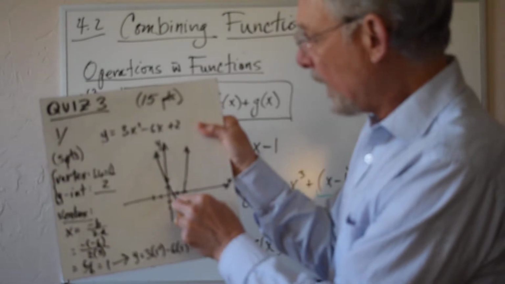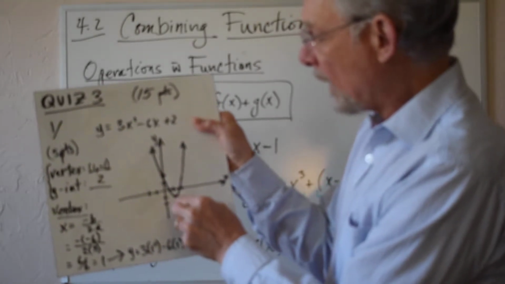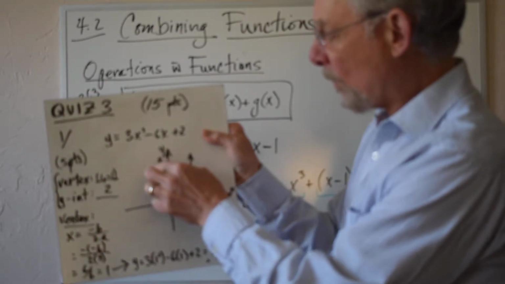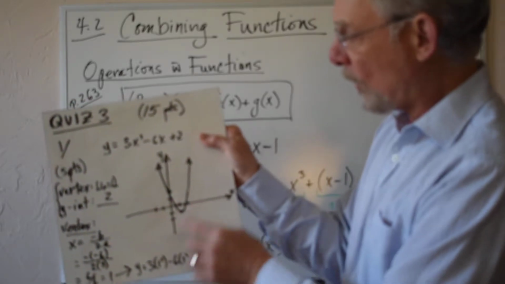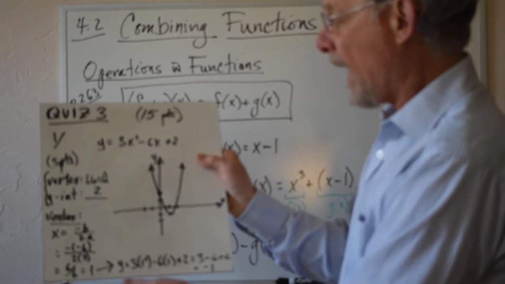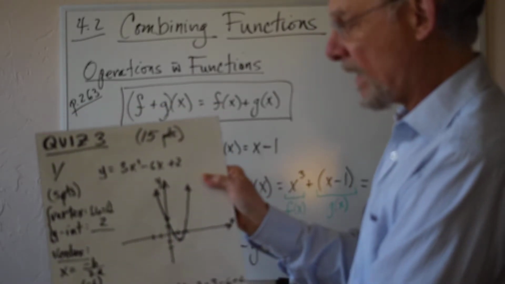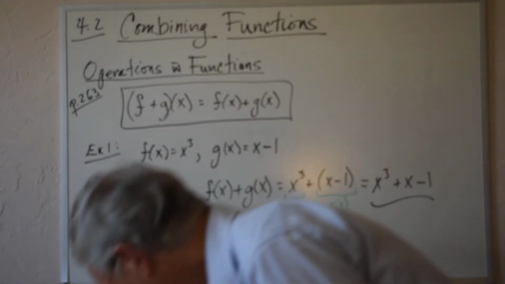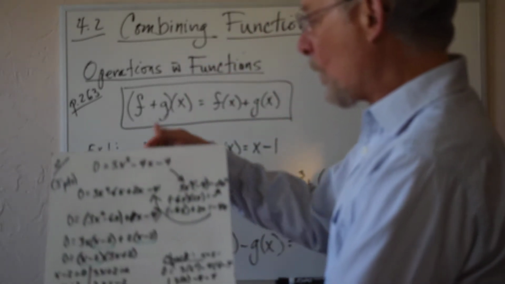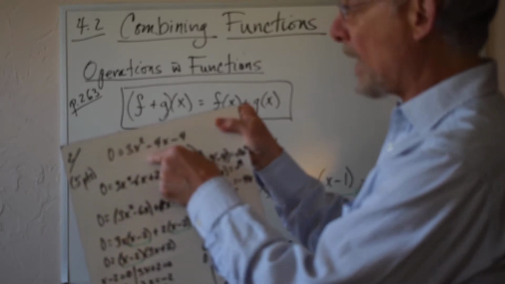I plot the y-intercept, I plot the vertex. It's clear that the parabola fits in like this. Of course, it opens upwards because a is a positive number, and I get that parabola right there. For number 2, we're asked to solve a quadratic equation.